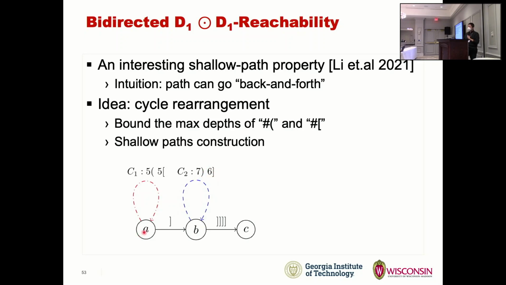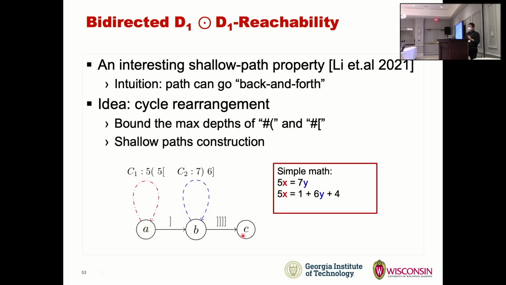And there exists a path from A to C. How is that possible? Because we can solve simple linear equation systems, right? The first equation corresponds to the parentheses. That's 5, 5 and 7.